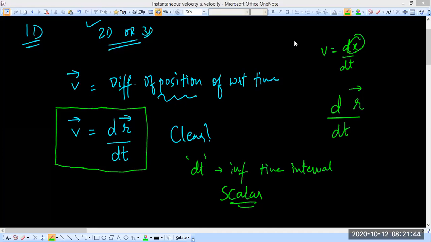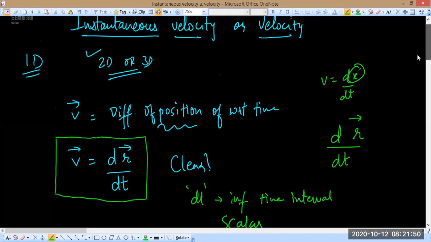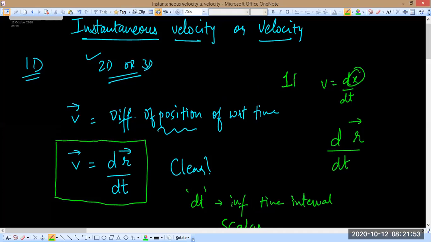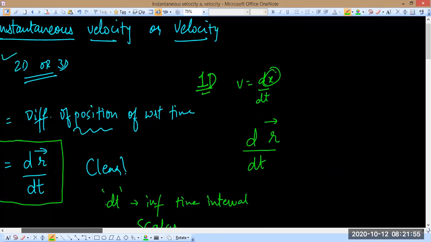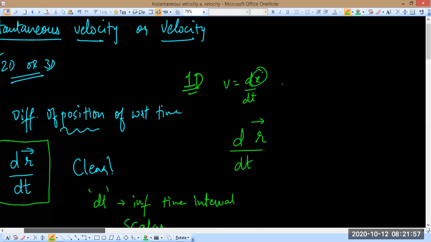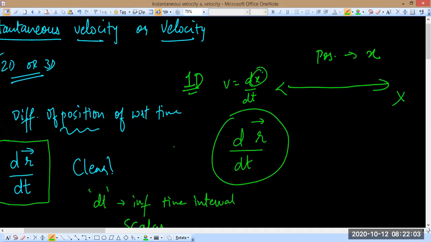No, Vedant, you can't say dx equal to dr. Basic samjho, basic samjho. In the previous chapter, we were only talking about x axis. Yaad hai ne? So what was the symbol for position? x. Now here we are talking about 2D or 3D.